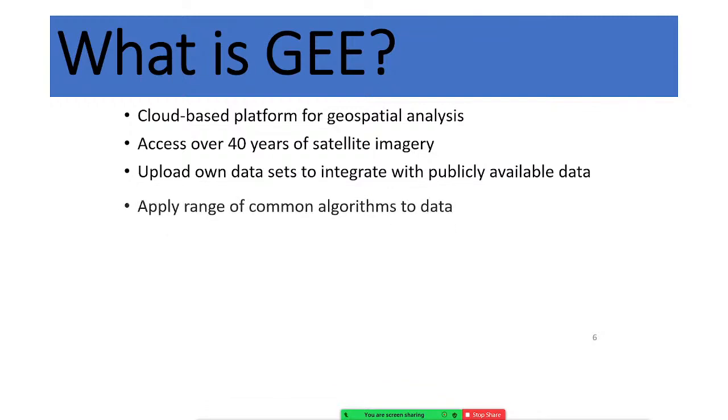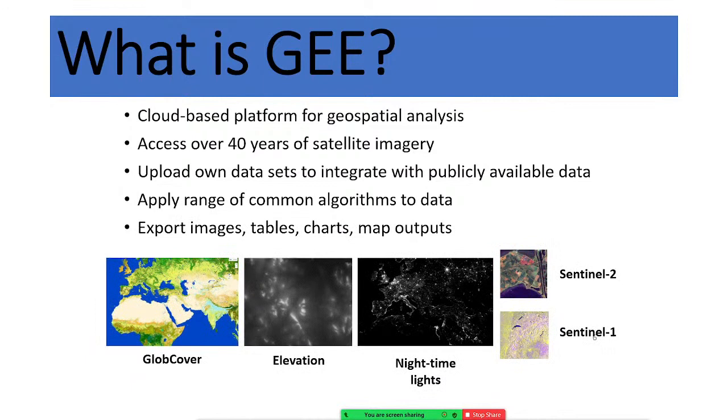Then you can apply a range of common algorithms to the data very quickly and efficiently. Finally, you can export these images in TIFF format. You can export all of the satellite imagery, you can export all of the land cover classification maps, you can export any imagery from the Google Earth Engine platform, and you can also get tables, charts, maps, and outputs. You can get all of these things easily from the Google Earth Engine platform.